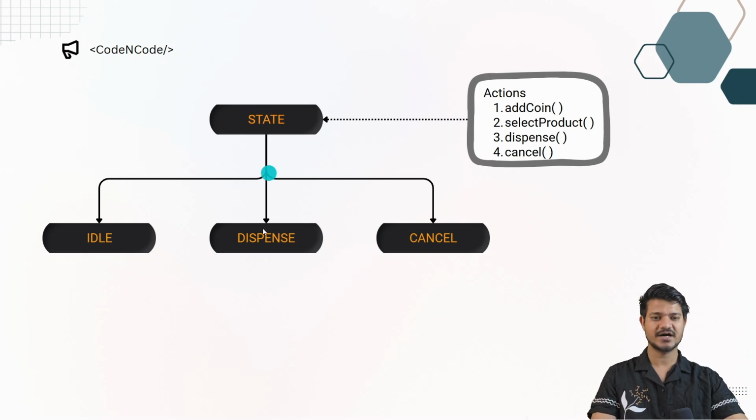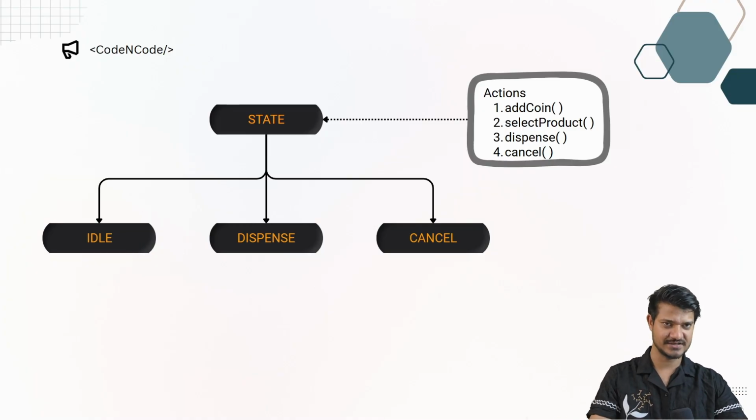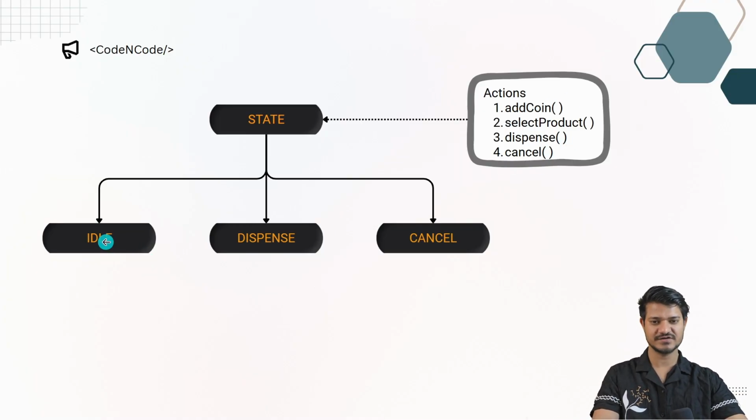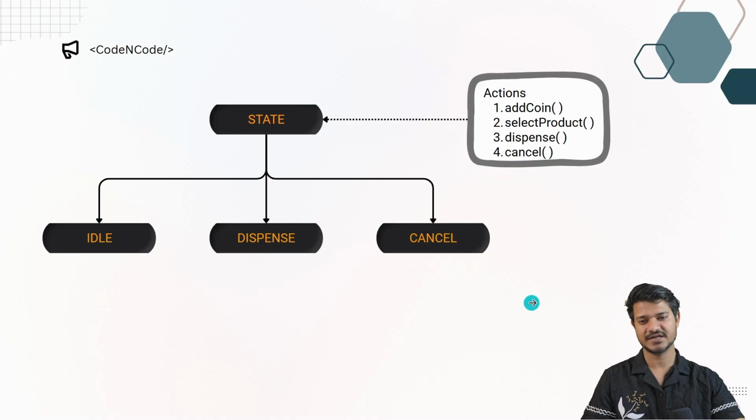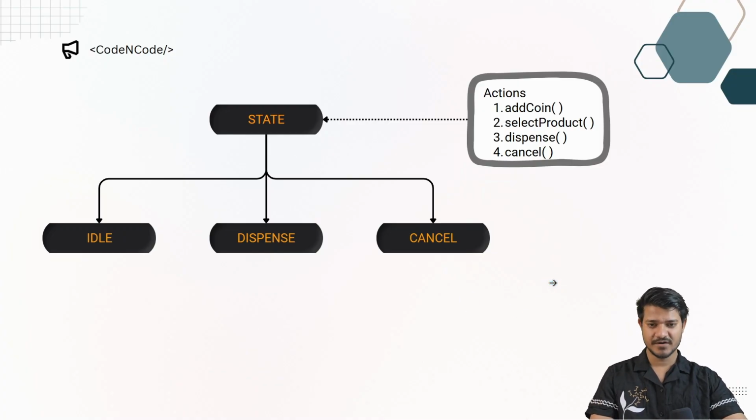And then you can define multiple implementations of it, like idle state, dispense state, cancel state, and you can override those methods. Now, for each state, the behavior of each action is contained within a single class, right? For idle, all of the functions are there. Similarly for dispense, all of the functions will be there for the dispense state, similarly for cancel, right?